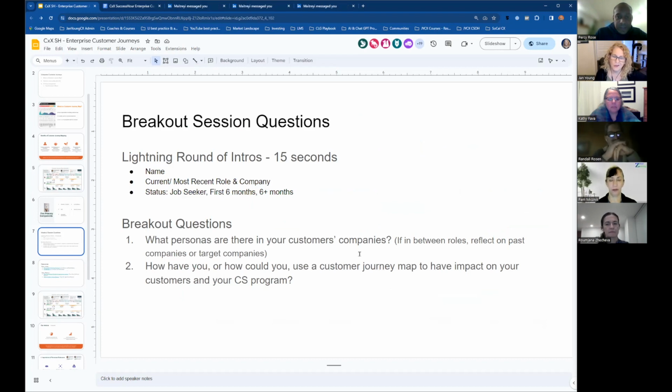And so just going back to the questions that we're going to have for the breakout: What personas are there in your customers' companies? If you're in between roles, you can reflect on past companies or target companies. So maybe you're working with SMB, or mid-market, or enterprise. What types of personas are you working with? What does your decision maker look like, or what do your champions look like? Are they technical, or not technical at all? Some of those kinds of attributes. And then how have you, or could you, use a customer journey map to have an impact on your customers and your CS program? So those are the two questions.